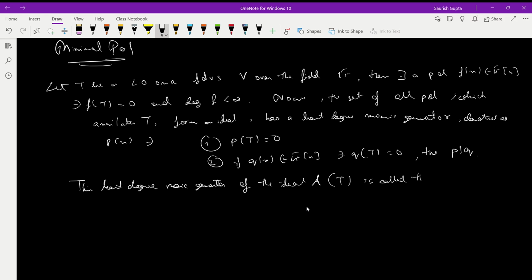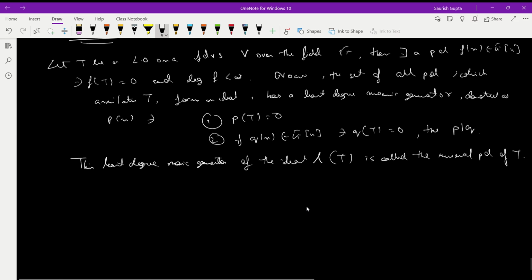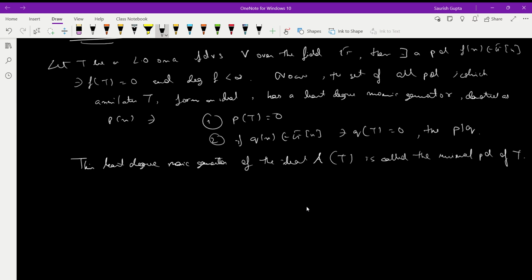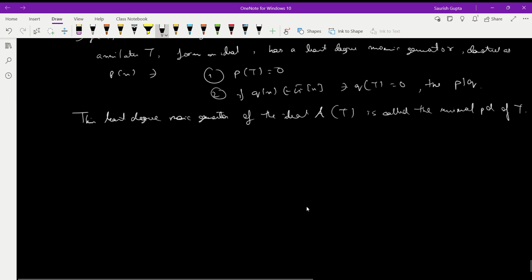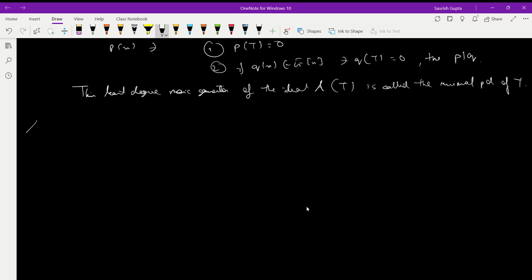So having defined the concept, this p is called the minimal polynomial. This least degree monic generator of the ideal of the annihilating polynomials of T is called the minimal polynomial of T.